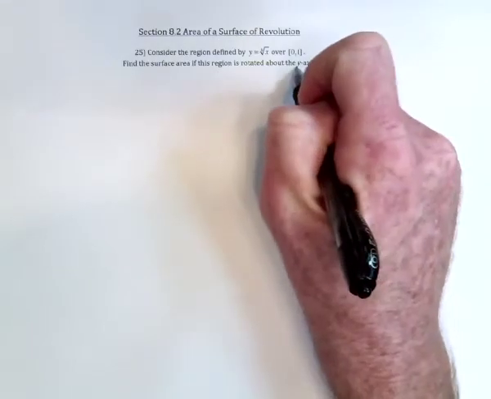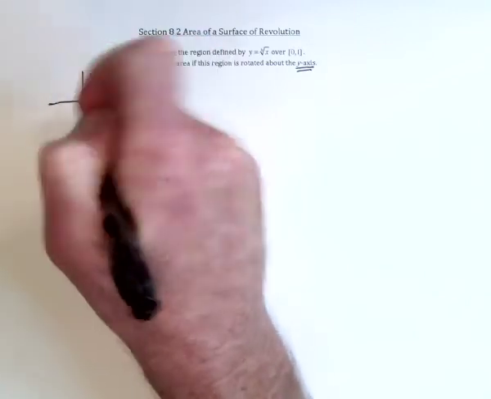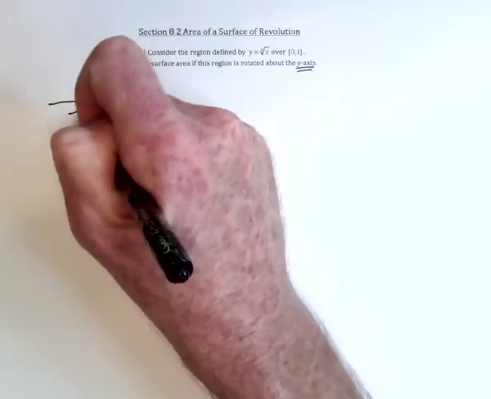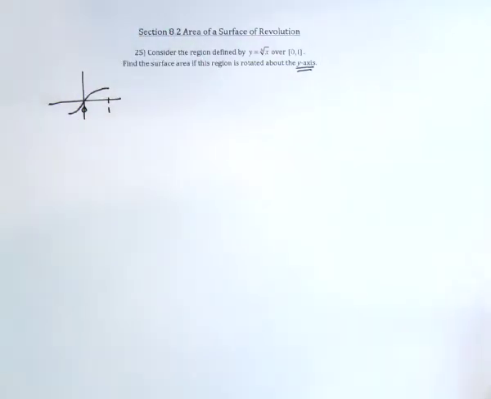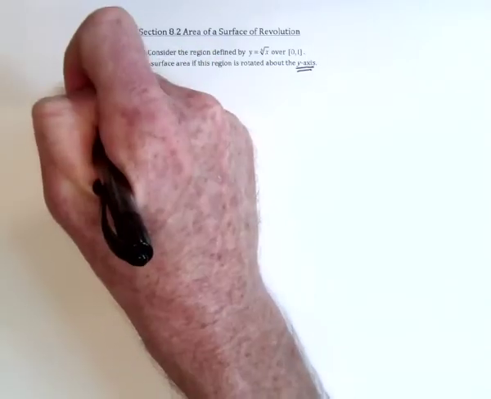This one, like the previous problem, is being rotated about the y-axis. The region is 0 to 1. It's the cube root function. So from 0 to 1, take this arc right here and then rotate it about the y-axis. What is the surface area that's created?